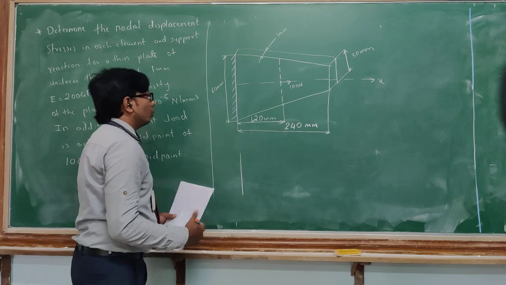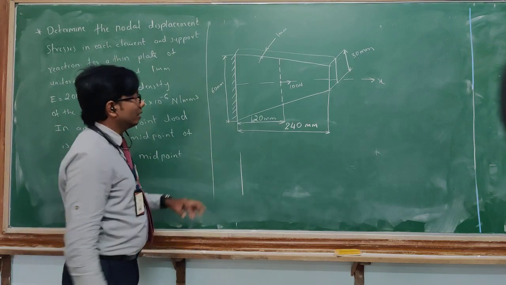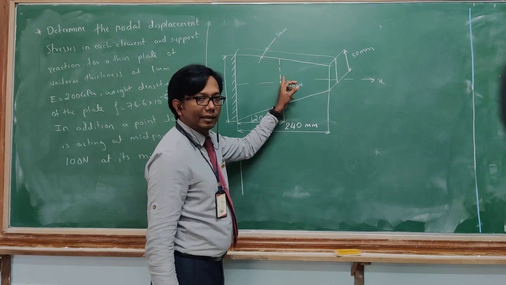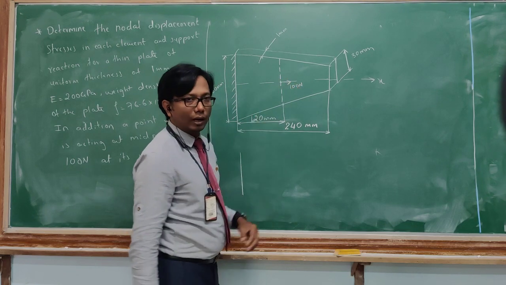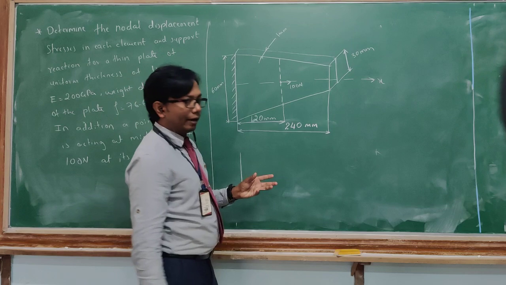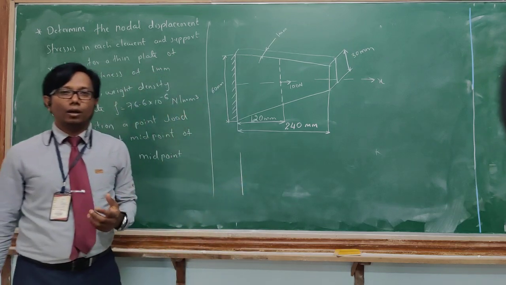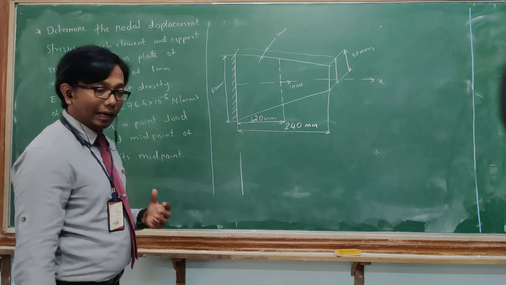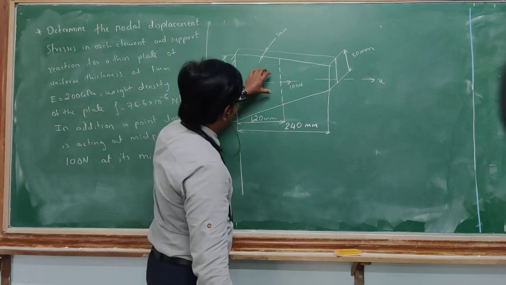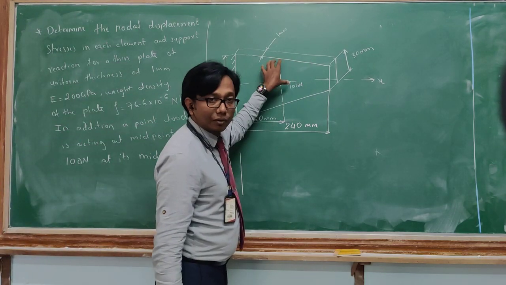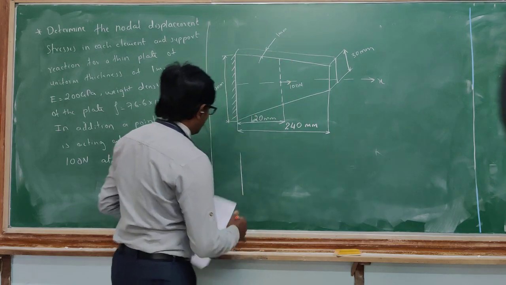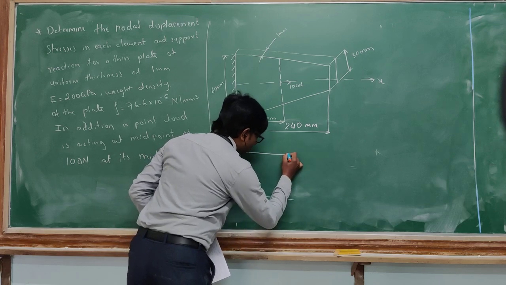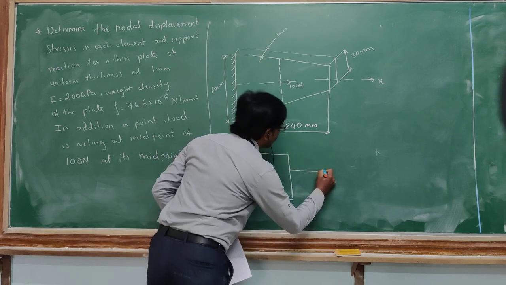Why we need to go for a stepped bar: you have a point load at the center. I already told you the load has to be applied on the nodes only. You cannot apply it directly on the element. For that case, I will be making it into two sections, so I will try to convert this into a stepped bar.